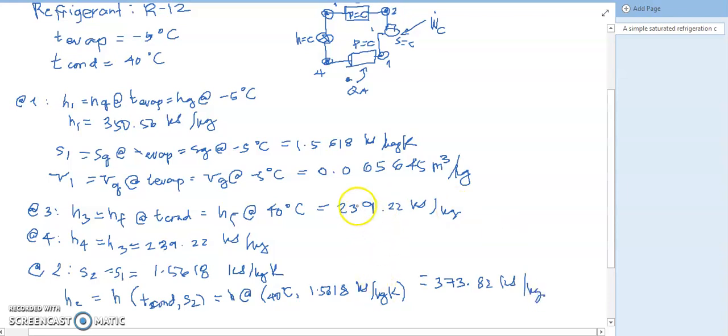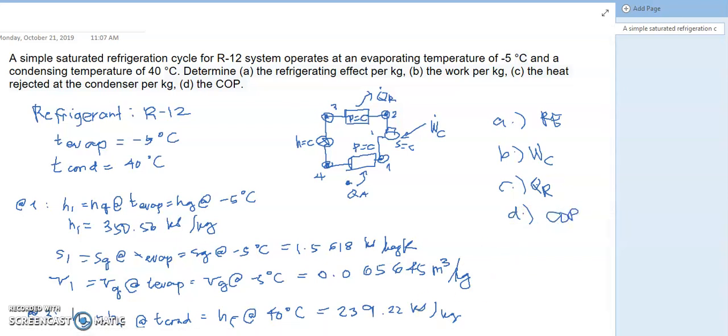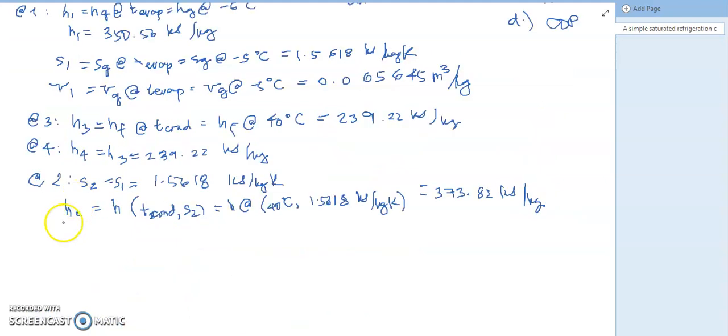And then now we can compute. So, going back sa ating requirements, sulat ko na lang dito sa gilid. Letter A, we're looking for refrigerating effect. Letter B, we're looking for work, so technically that is work of the compressor. And then letter C, we're looking for the heat rejected. And letter D, we are looking for COP. Okay, so since meron na tayong mga given, we can solve na naman.